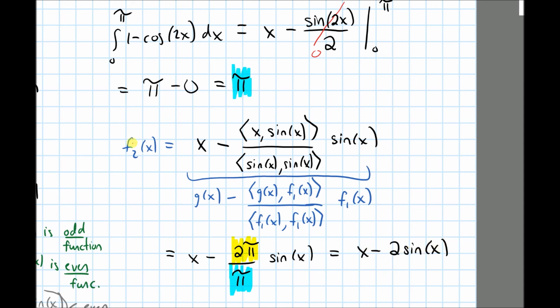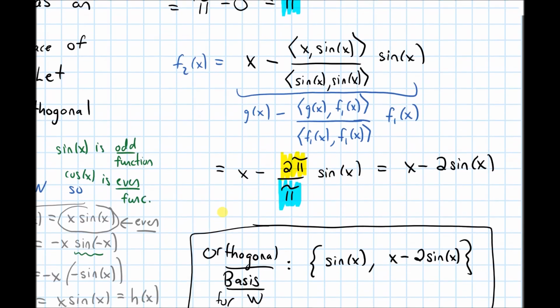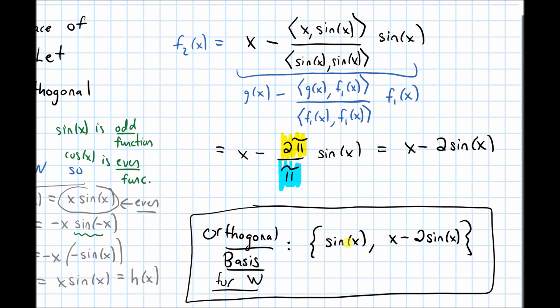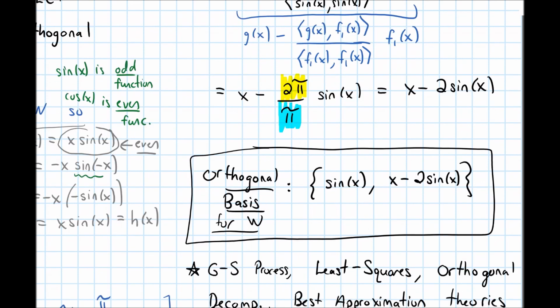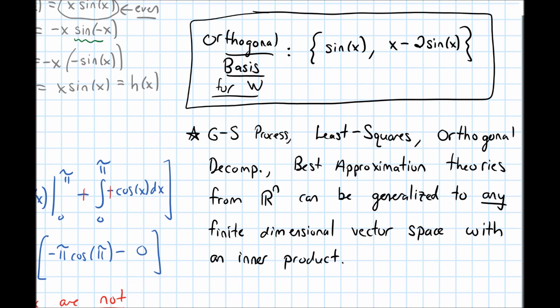So our orthogonal basis had the function f1, which was just my first function in the original set. That was sine x. And then f2 is this function x minus 2 sine x that we got using the Gram-Schmidt process. Alright, so the key takeaway from this is we can do things like the Gram-Schmidt process, least squares, orthogonal decomposition, best approximation. We can use all of those theories that we've developed when we talked about Rn, and we can generalize them to any finite dimensional vector space that has an inner product.